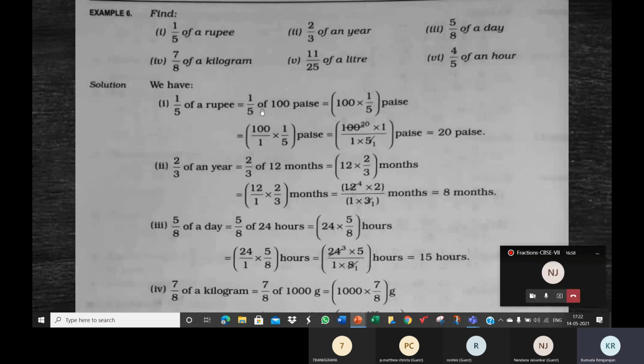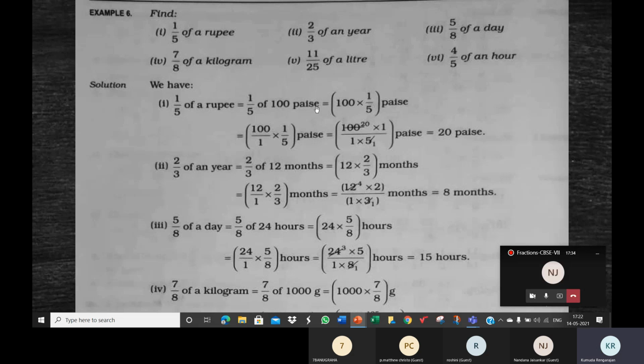And of means multiplication. So it means 1 by 5 into 100. You can write 1 by 5 first, and of is multiplication, so multiplied by 100. Take away this word of and replace it by the multiplication sign. So 1 by 5 into 100.